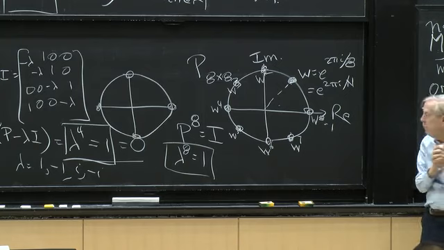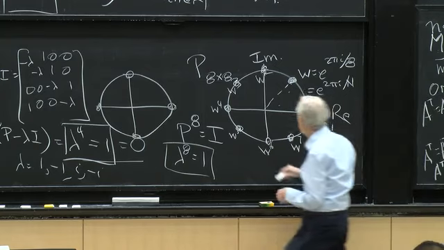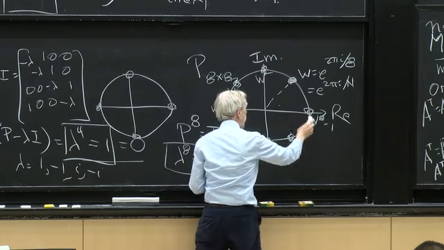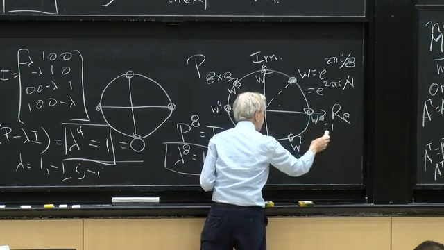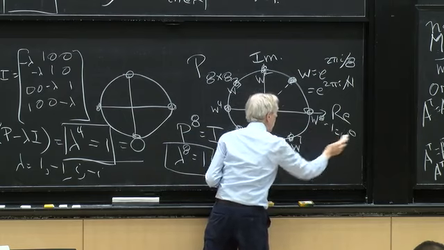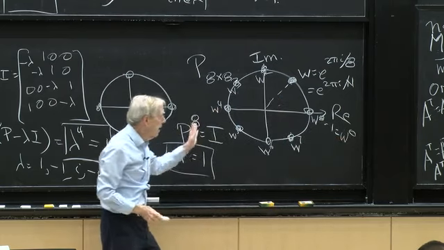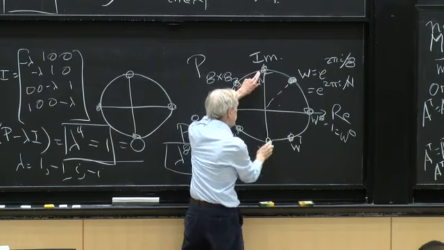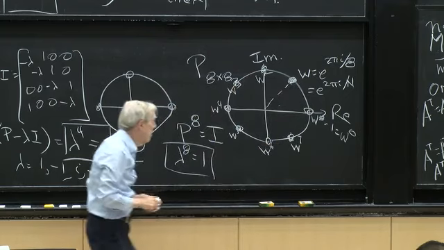Yeah, the symmetry would do it. When I add that guy to that guy, W to the 0, or W to the 8th, when I add 1 and minus 1, I get 0. When I add these guys, I get 0. When I add these by pairs.